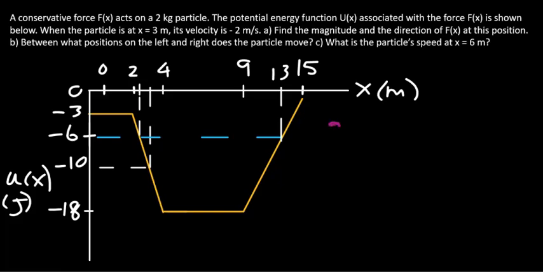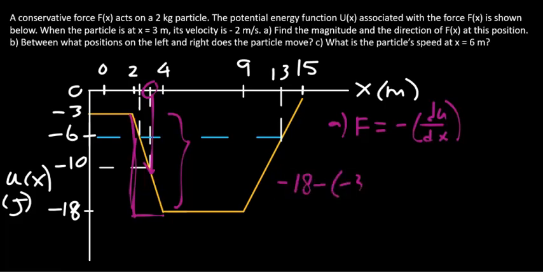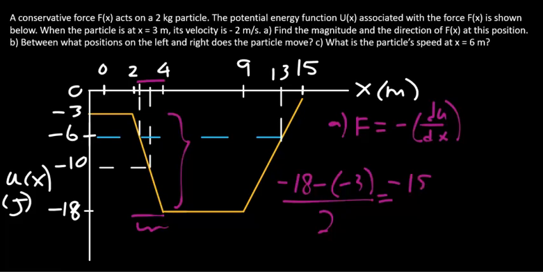So as you can see, to determine the force, all you have to do is compute the slope of that potential energy function at the point that you're interested in. x equals 3 is right there, so the slope corresponding to that point is that. In order to calculate the slope, you need to know this vertical distance and that horizontal distance. So this vertical distance is minus 18 minus 3. The horizontal distance is that, 2 to 4, meaning 4 minus 2, which is 2. That gives you minus 15 over 2, which is minus 7.5 newtons.